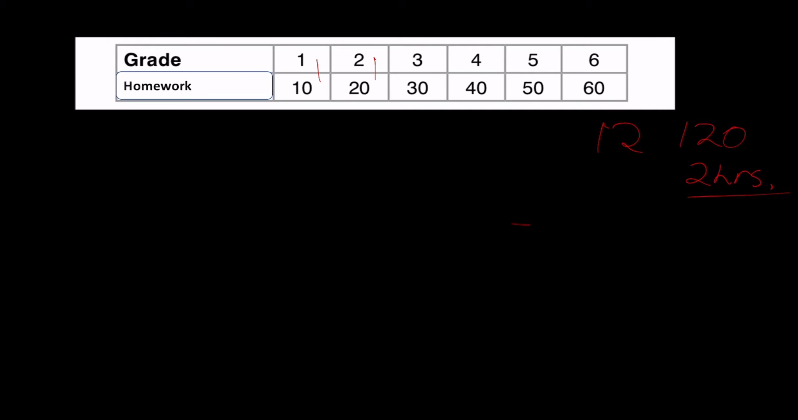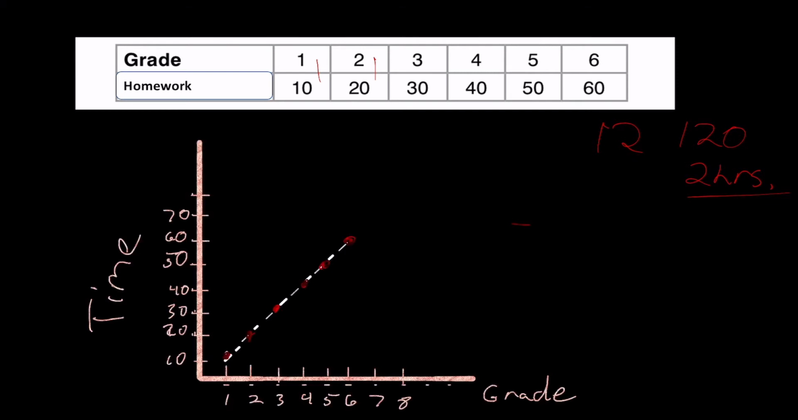Now, if I was going to draw and plot this using a broken line graph, this is what it would look like. So I have my time here, I have my grades here on this side, and then on the grade, I have the dots because there are no half grades. I'm not in grade 4.5, right? So it's not going to be a straight, steady line.